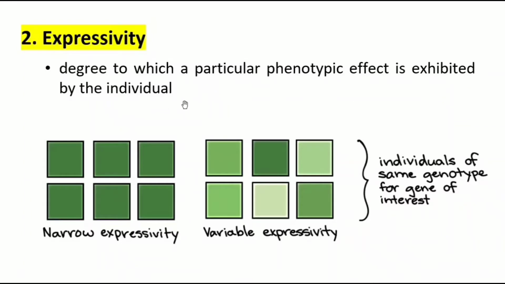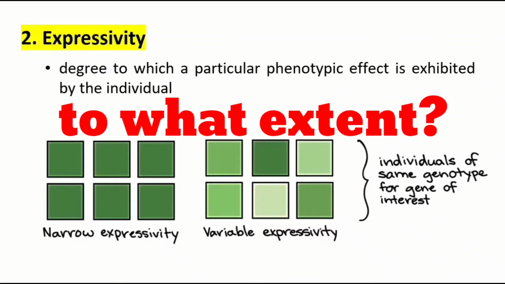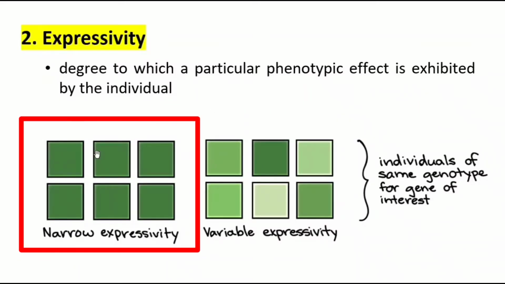Okay? So, na-express nga yung phenotype. So, ibig sabihin, the individuals in a population showed the expected phenotype of a particular genotype. But, to what extent? Yun yung tanong. Okay? To what degree is it expressed? Dito, narrow expressivity dito. Ibig sabihin, almost all of them. So, based from this figure, all of them showed or expressed the expected phenotype.